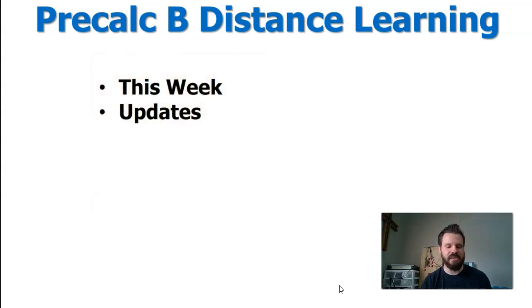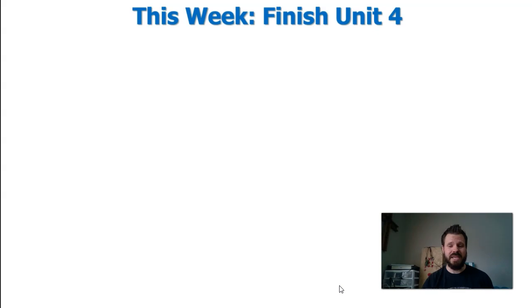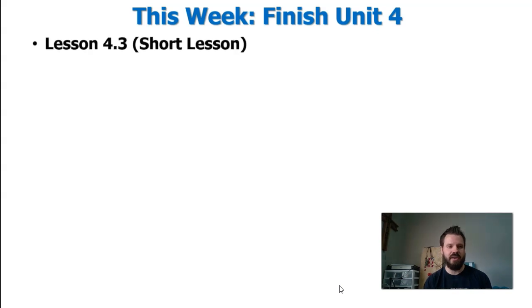All right, this week, real quick, what's going on? Give you a few updates on things. First off, this week, the goal is to finish Unit 4. That is our trigonometric identities unit. What's that going to entail? That's going to be going through lesson 4.3. Now, this is a short lesson. This is something we'd only spend a day on in class. Okay, we actually would spend longer, but we're going to cut it down to just a very small chunk of stuff you need to know.